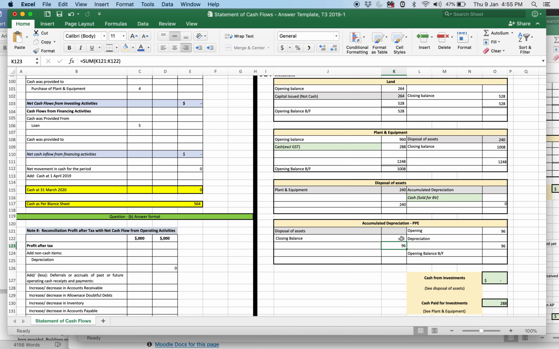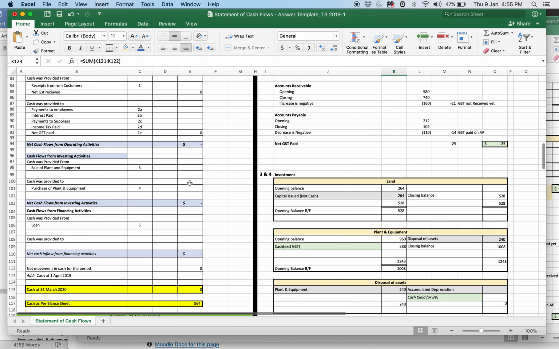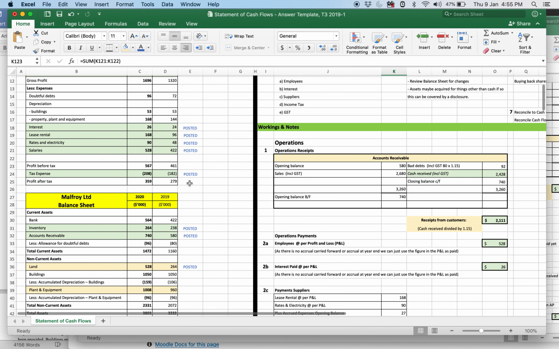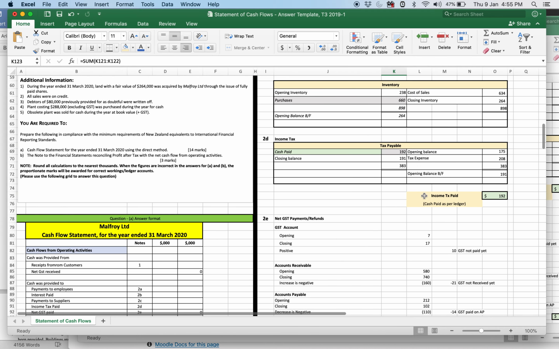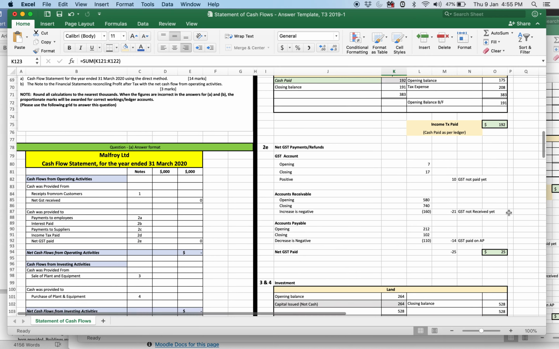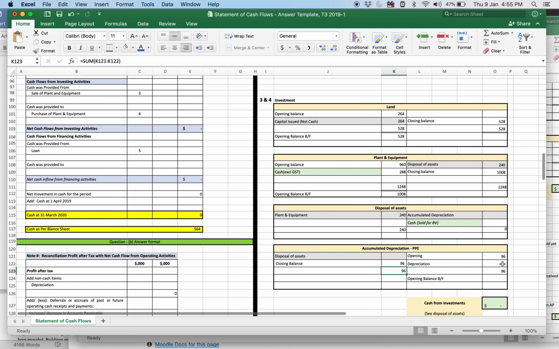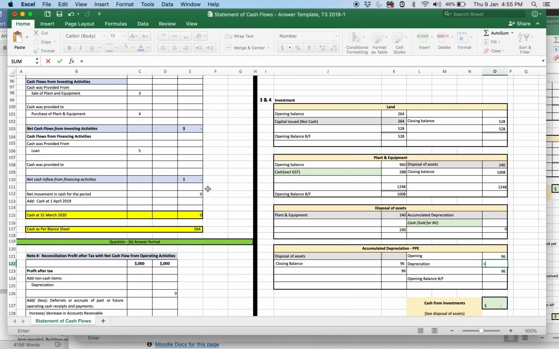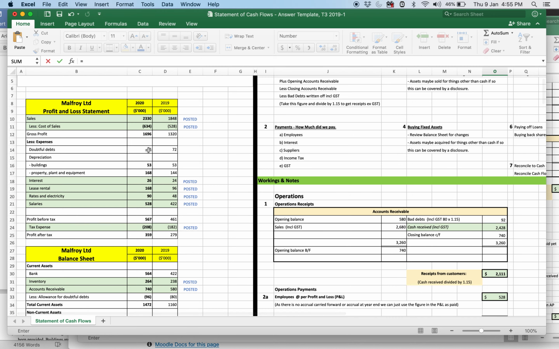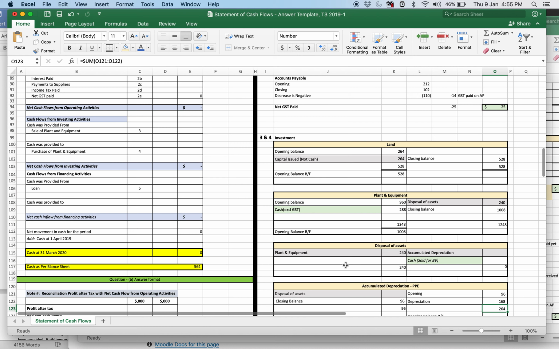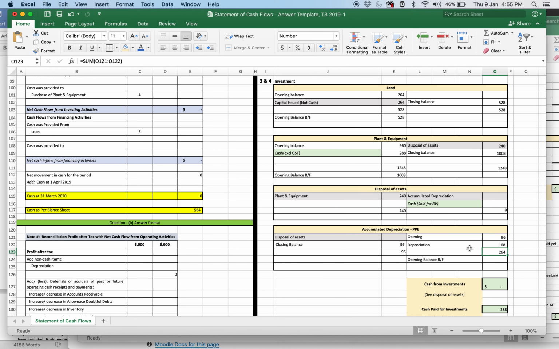That was the opening, that's the closing, but we've claimed some this year. What did we claim this year? So this year on plant and equipment in the profit and loss, property depreciation is 168. So that equals 168. We go up here. There it is there.